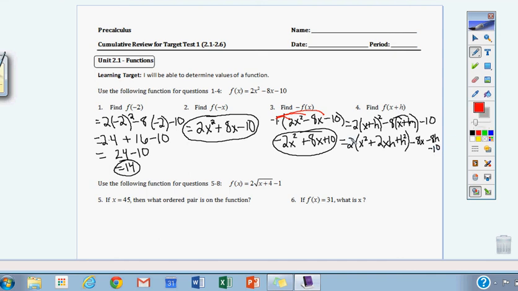But now we need to make sure we bring the 2 through to all parts. So this is actually going to give me my final answer here because there are no like terms. We're going to have 2x squared plus 4xh plus 2h squared minus 8x minus 8h and then minus 10. So it looks like a big long answer because it is, but it's not too bad. It's just expanding and distributing. Okay?